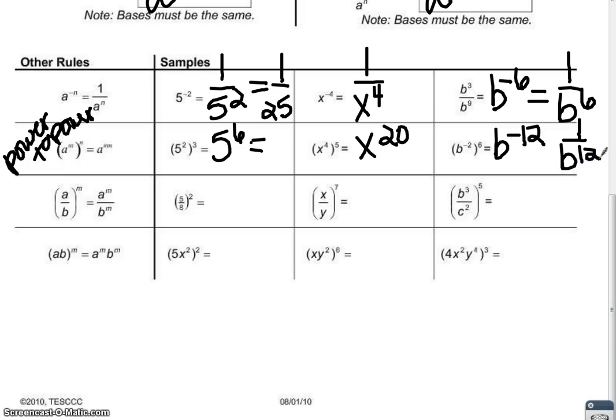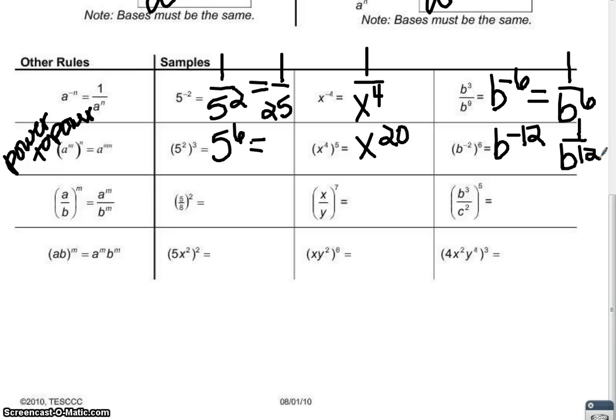I should have 1 over b to the 12th. Okay? So let's look at my third rule. This is a divided by b to the m power. And look at your next rule. It's the same thing, just with division and multiplication. The next one says a times b to the m power. If you notice, if I have an exponent, I can actually distribute it to both the numerator and the denominator when it comes to division. And when it comes to multiplication, I actually can distribute it to both the a and the b. So let's look at some examples.